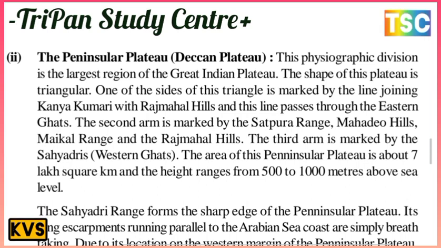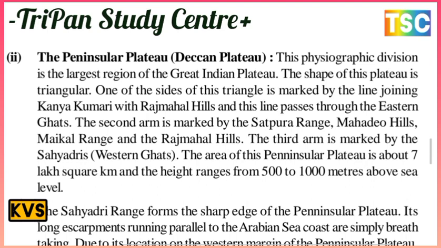The second arm is marked by the Satpura range, the Mahadeo Hills, the Maikal range and the Rajmahal Hills, and the third arm is marked by the Sahyadri's Western Ghats. The area of this peninsular plateau is about 7 lakh square kilometers, and the height ranges from 500 to 1000 meters above sea level.